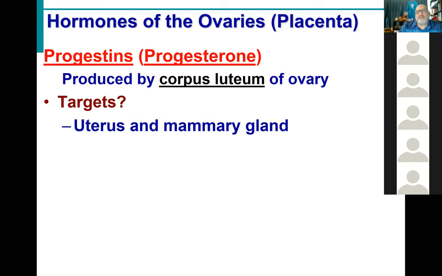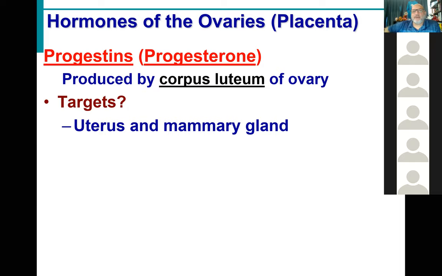Because while that egg is only viable for about 24 hours after it is released, so if it's going to be fertilized, it's going to be fertilized within the first 24 hours. It can take over a week before it finally gets to the uterus and gets implanted. So the female's body has time to get ready in anticipation. Now, of course, if that egg isn't fertilized, the corpus luteum goes away, the progestins go away, and what happens for the female? Menstrual cycle.